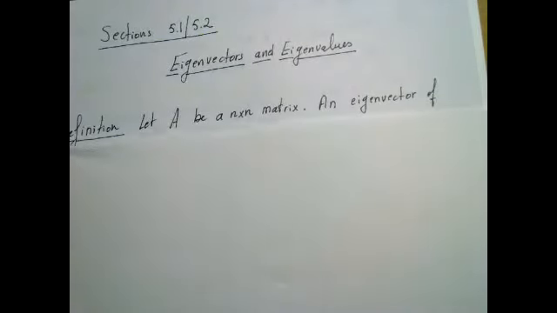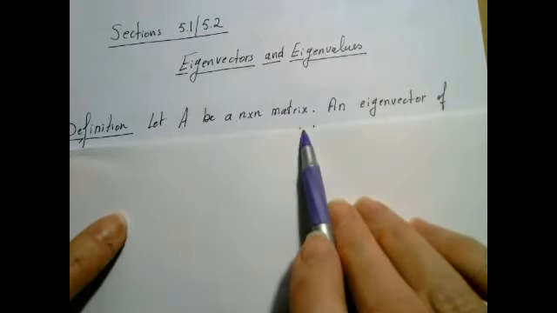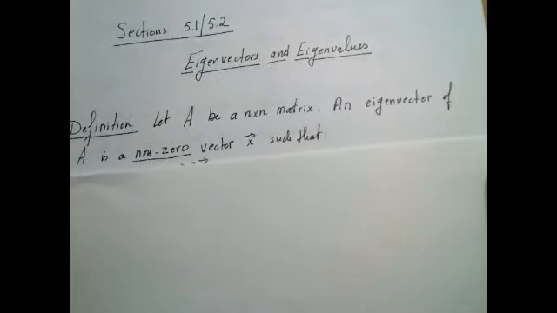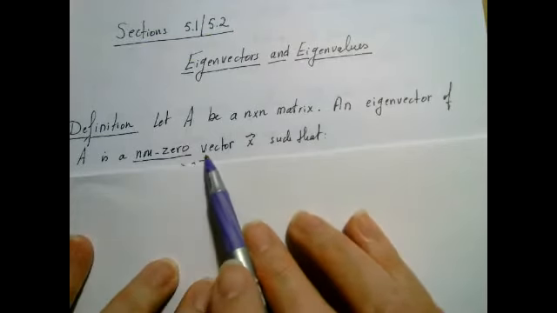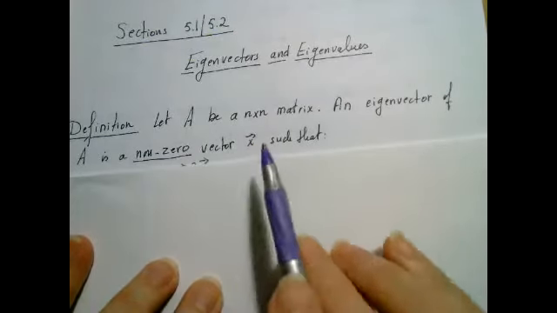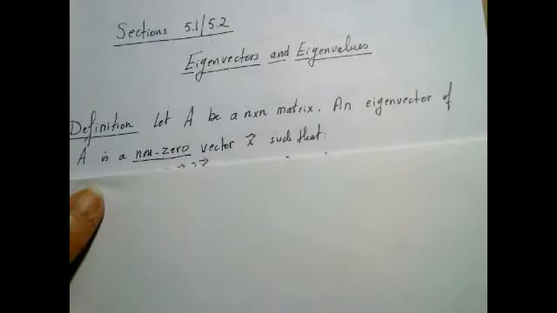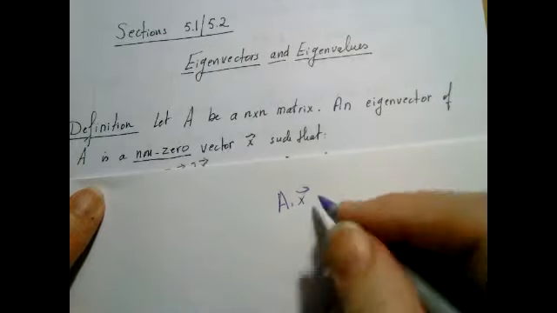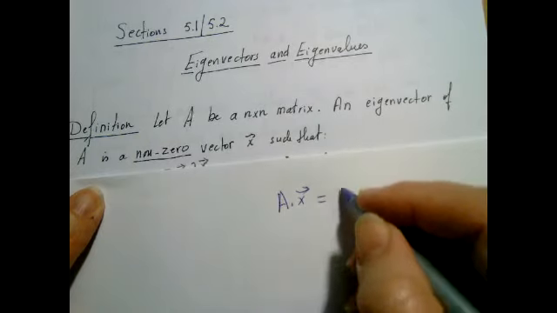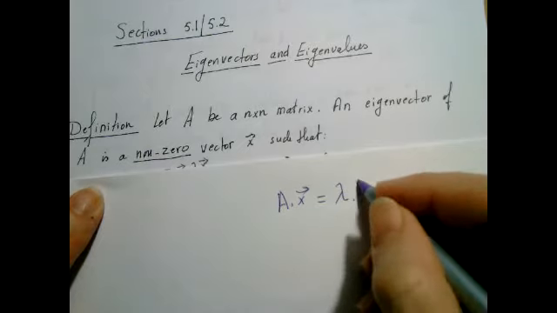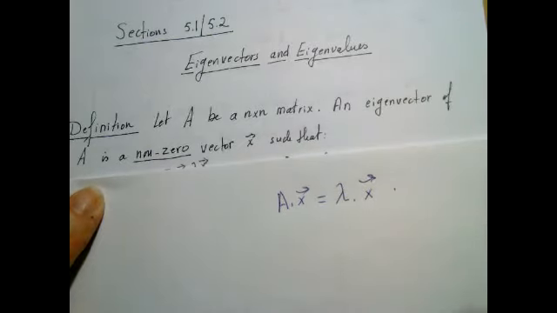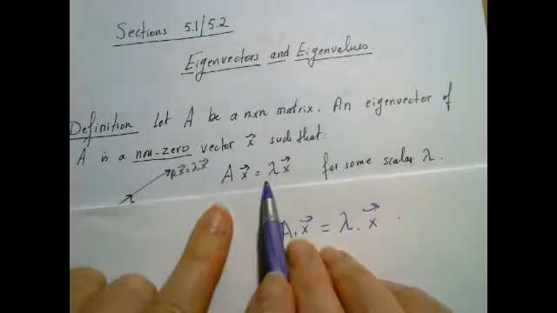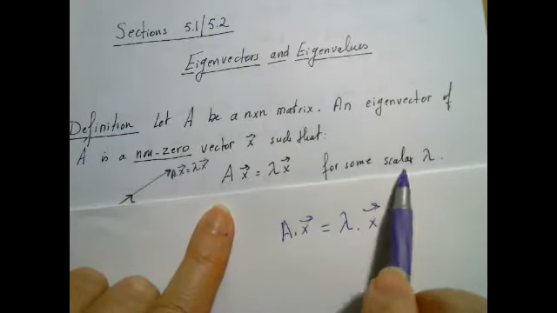First definition. Let A be an n by n matrix. An eigenvector of A is a non-zero vector x that has the following property: when A acts on it, it stretches it. It means A times x is a certain scalar lambda times x. So a vector x is called an eigenvector if the action of A on it is to stretch it, meaning Ax equals lambda x for some scalar lambda.